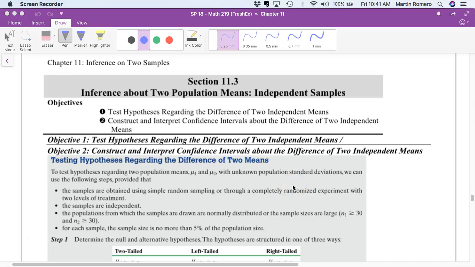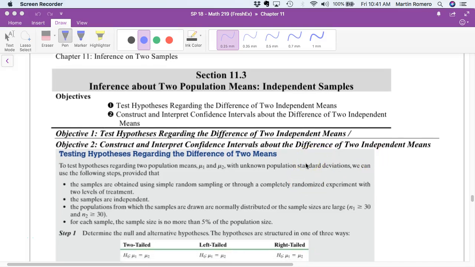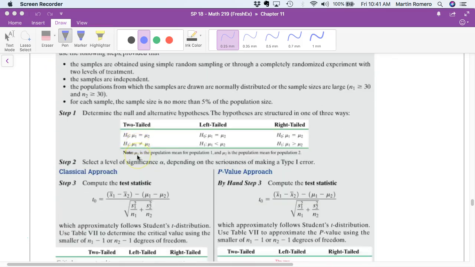This video is for chapter 11.3. This is part one. We're going to look at making inferences or doing hypothesis tests for two samples that are independent. And so you have your note sheets out.